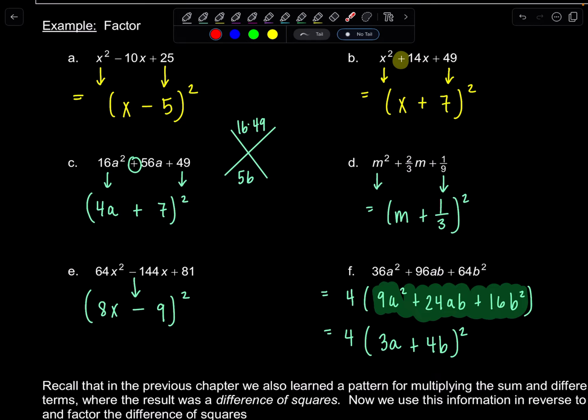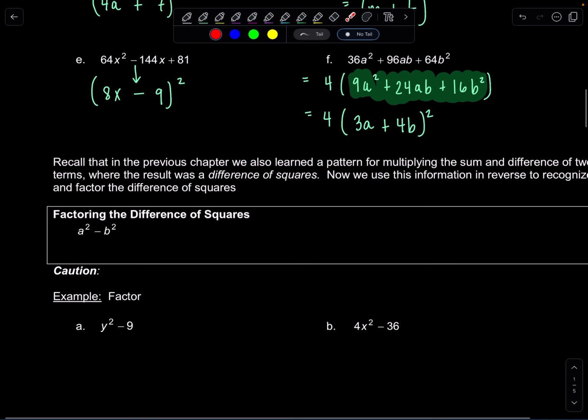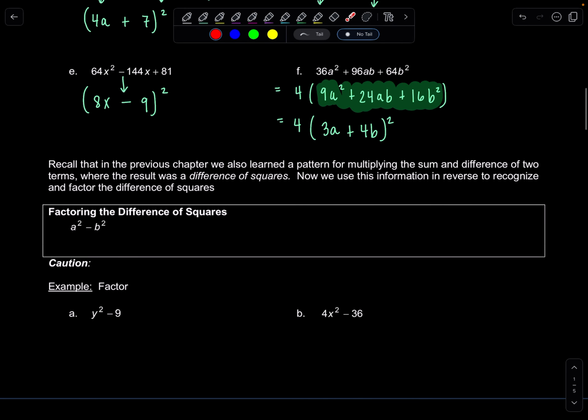Okay. Also, in previous lessons, we've learned a pattern for multiplying the sum and difference of two terms, conjugate pairs, and we're going to use this information in reverse to recognize and factor the difference of squares. So if you see a squared minus b squared, that's going to factor into a plus b times a minus b. And you can switch that around. You could write a minus b times a plus b. It doesn't make any difference, but that's how you factor a difference of squares.